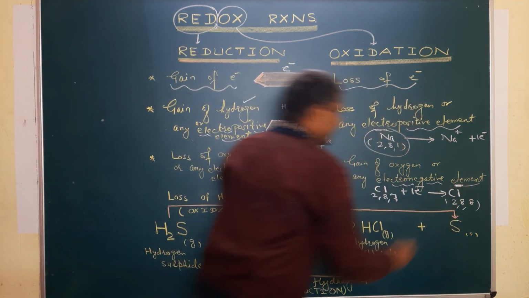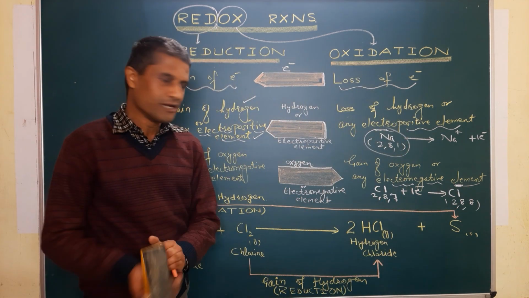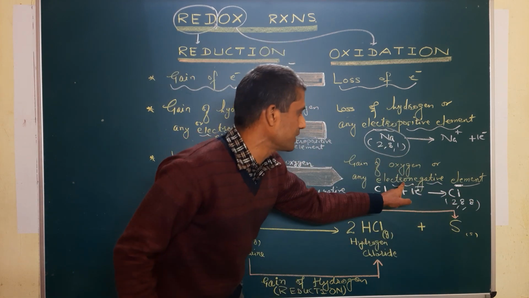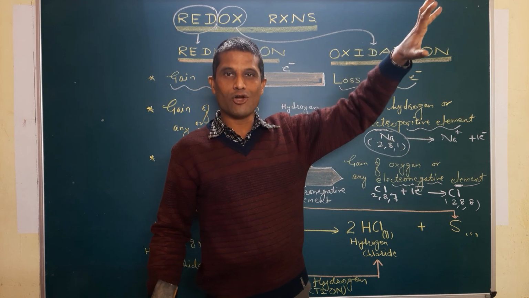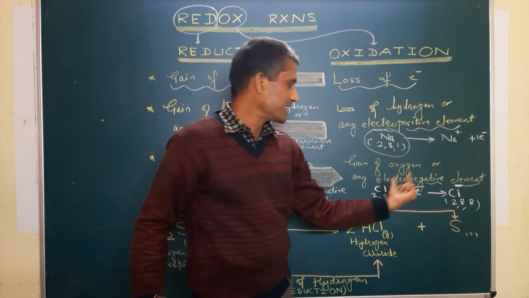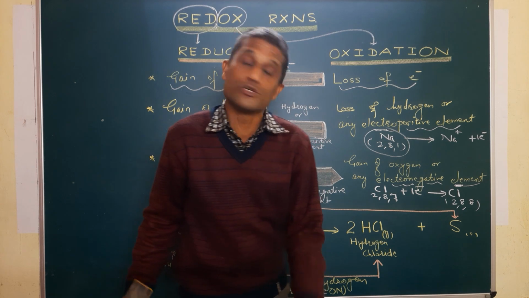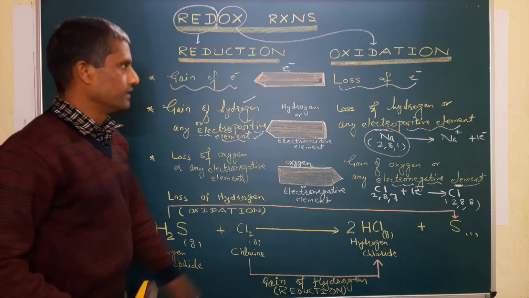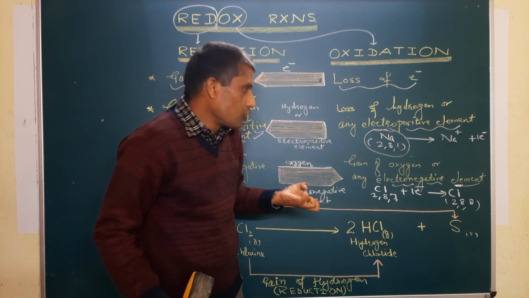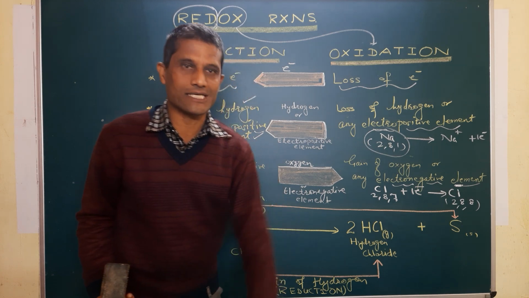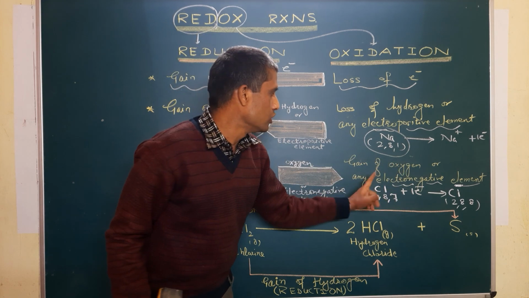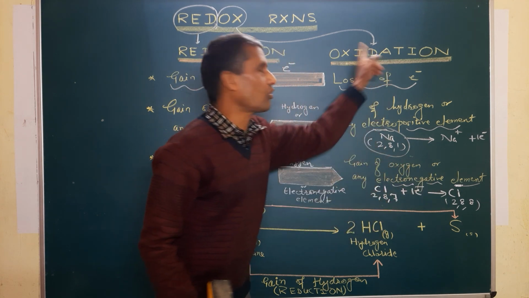So Cl minus 1. Here this chlorine is an electronegative element, because by gaining 1 electron it got converted into a negatively charged ion, and that's why the word is electronegative. Gain of electron, giving the negatively charged ion, that's why that element is known as an electronegative element. So oxidation means gain of oxygen, as the name suggests, or any electronegative element. Non-metals are electronegative in nature, and oxygen is also a non-metal. So gain of oxygen or any electronegative element is called oxidation.